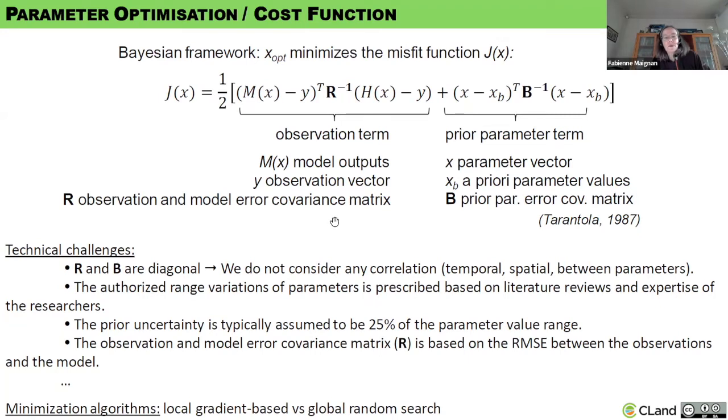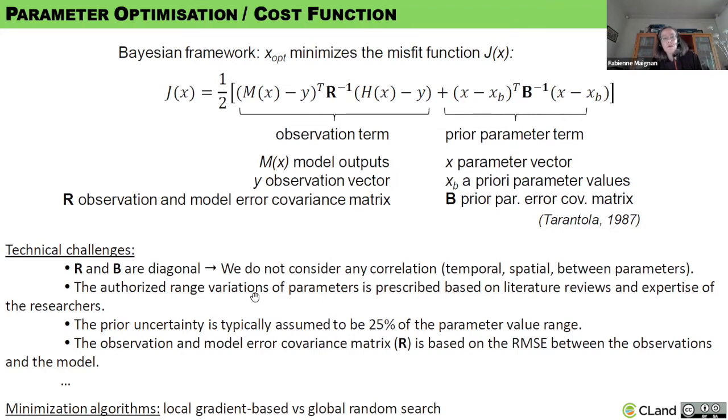So for example, we consider R and B are diagonal. So there is not any correlation between our observations or between parameters. And we know this is not true. So what we do is we put larger uncertainties on the diagonal terms.